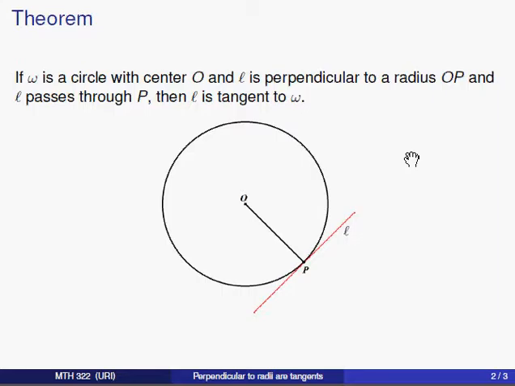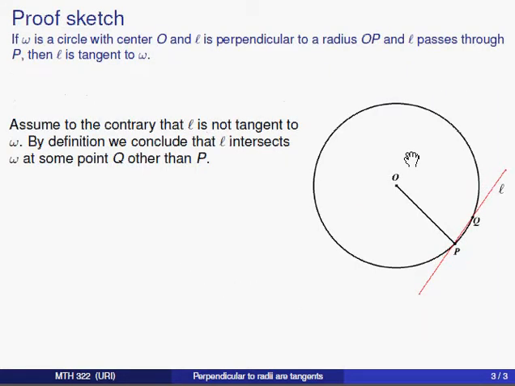The way that we'll do this, similar to the last video, is to proceed by contradiction to give an RAA proof. So let's suppose that L is perpendicular to OP, but we'll suppose that it's not tangent to omega. Now since L does pass through the point P, it intersects the circle. Since L is not assumed to be tangent to the circle, that means that L has to intersect somewhere else as well, and we'll let Q be another point of intersection.